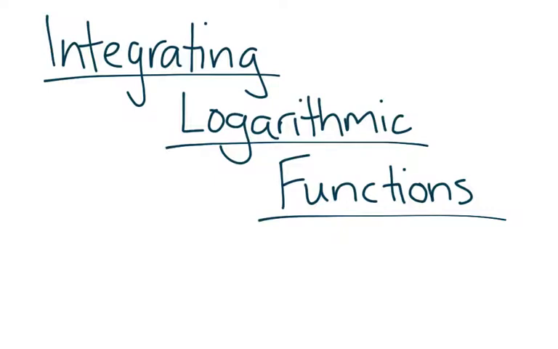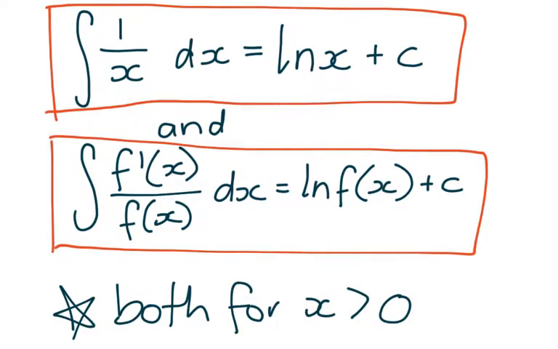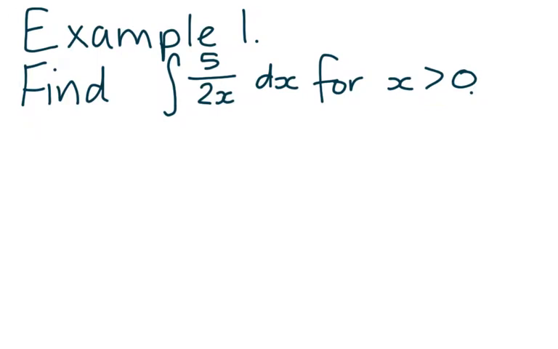So the first step is having a look. If you've got a fraction, the first step is looking for: is the derivative of the denominator present in the numerator? Okay, so if we do the integral of 1 on x dx, we get the natural log of x plus c. And if we integrate something where the derivative is the numerator and then you've got the denominator, we would end up with the natural log of f of x plus c. And these are only for the values of x greater than 0, which is what this course is about. So if we have a look at our first example, it says find the integral of 5 over 2x dx for x greater than 0.